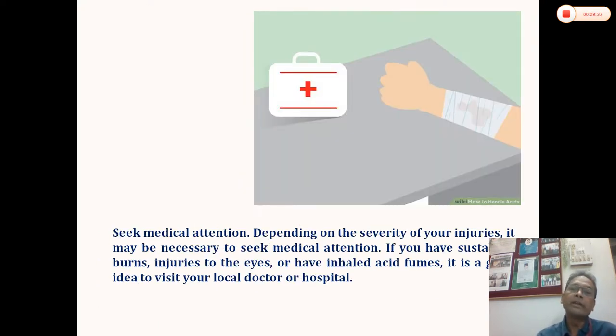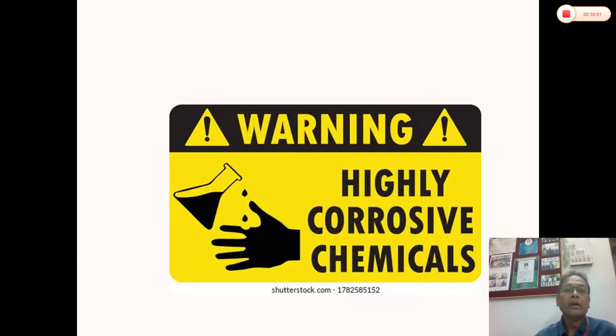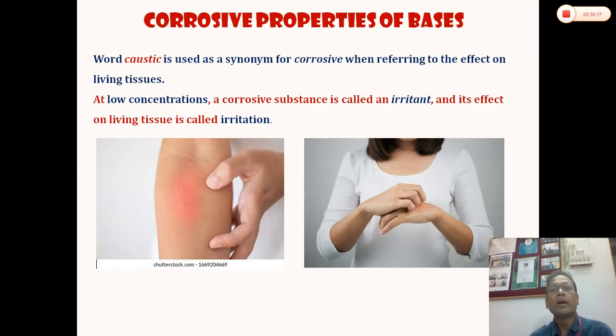There should be a medical kit for dressing in the laboratory. While handling corrosive chemicals, you have to observe the labels on the container. If this type of label is there, that means you have to handle this chemical very carefully because these chemicals are corrosive. This figure shows the effects of corrosiveness of acid on the tissues, and the irritation that will occur.